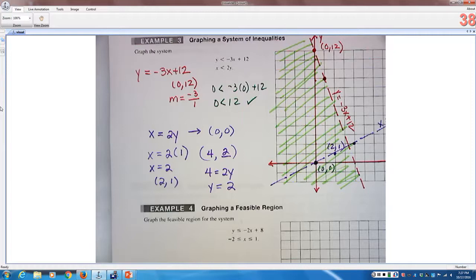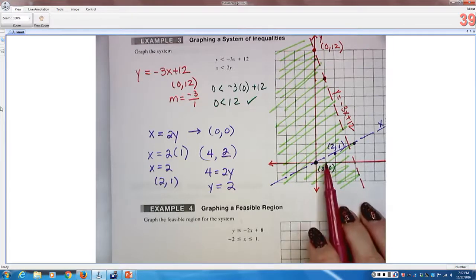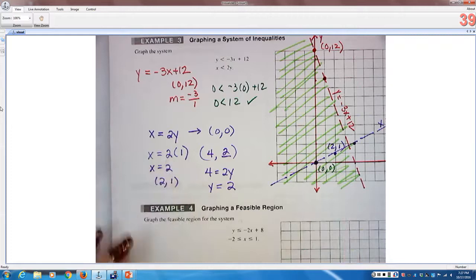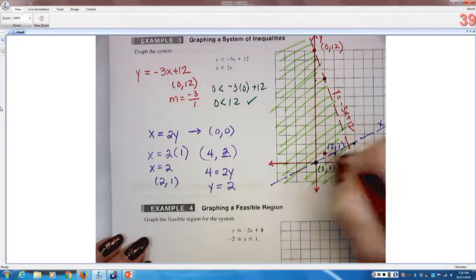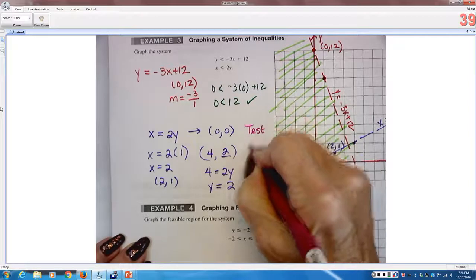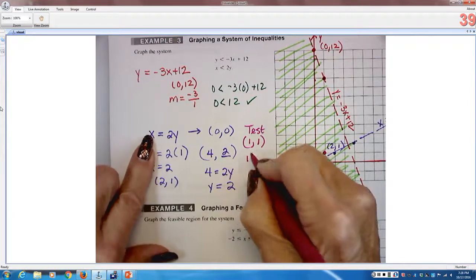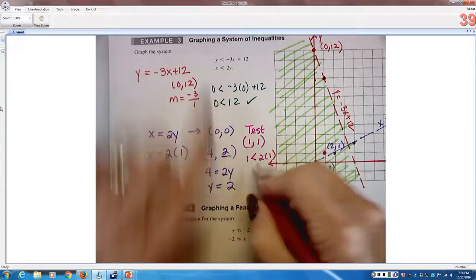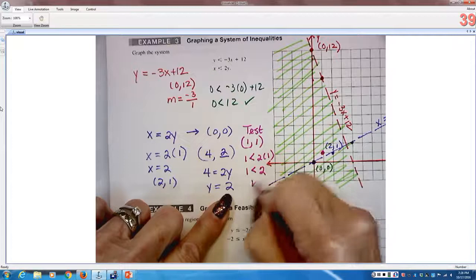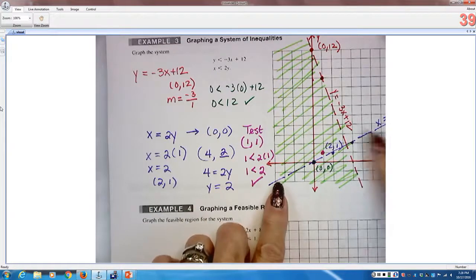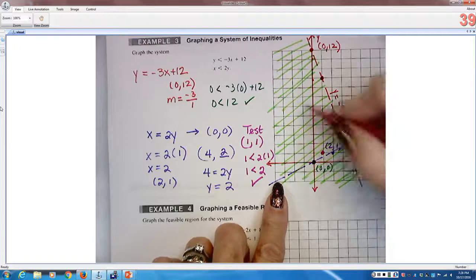But since we can't use our favorite test point, we've got to pick another one. Anybody have a point that they would like to choose? That's not on the line. How about 1, 1? Is that on the line? No, it's not, because 1 doesn't equal 2. Okay, so let's choose 1, 1. That means 1 is less than 2 times 1, and 1 is less than 2. And that's true. So remember, we're talking about the purple line, not the red line. So we're going to shade toward 2, 1.